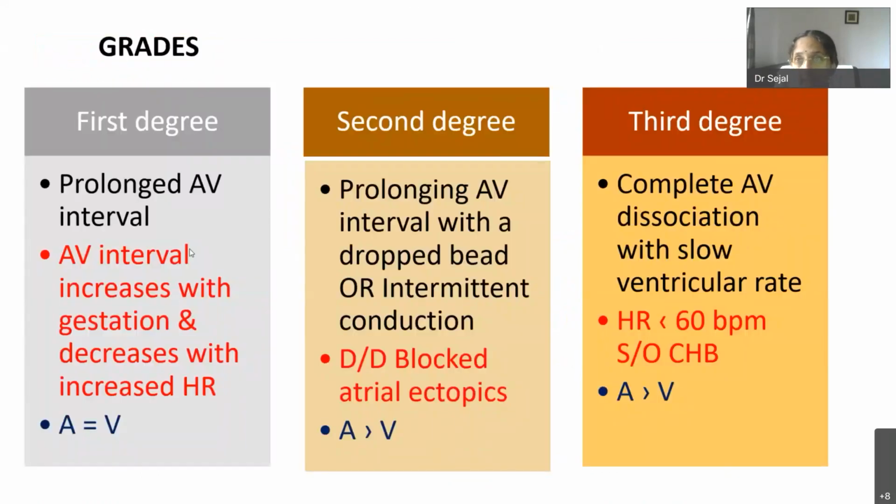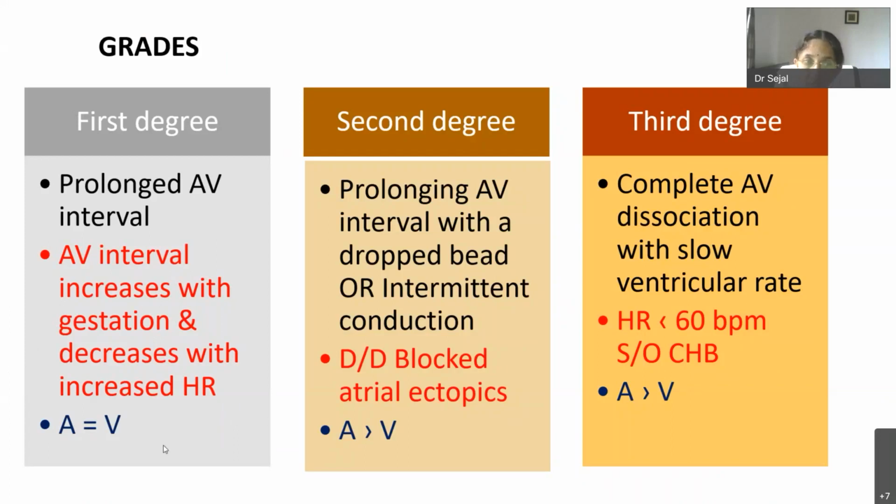And all of you know that there are 3 grades of heart block. This is just to run through it. The first degree is where you have a prolonged AV interval, which for us works as the PR interval. In general, it is important that the AV interval increases with gestation and decreases with increasing heart rate. With the heart rate increasing, we know it is going to decrease. It's very logical. But with gestation, it increases. Hence, whenever you want to check your PR interval z-scores or range, remember that you have charts available, and compare your PR interval with that gestational age.